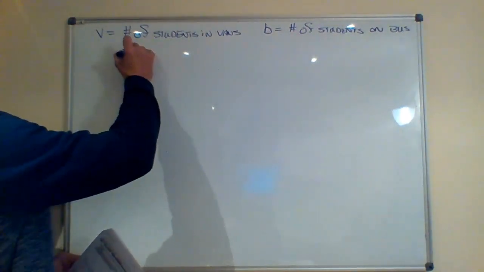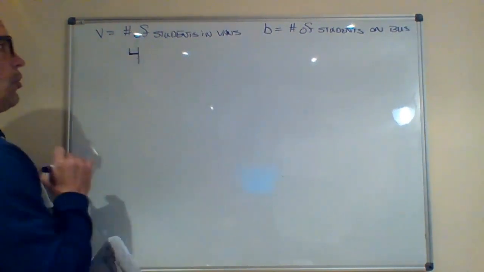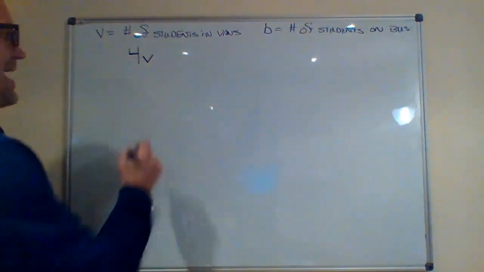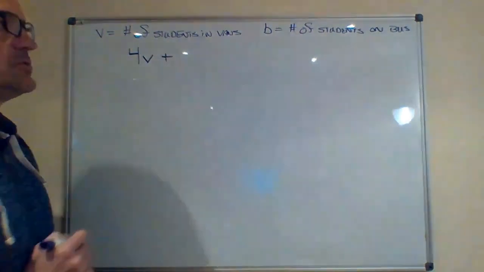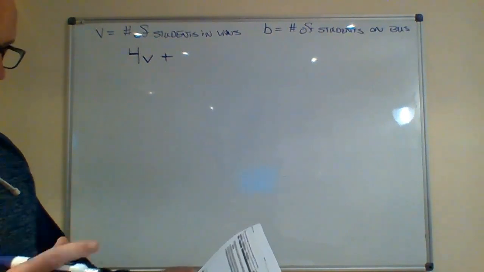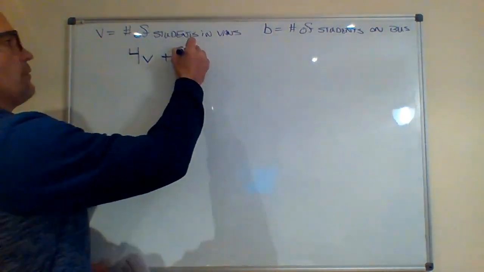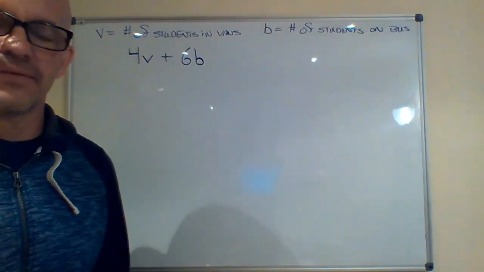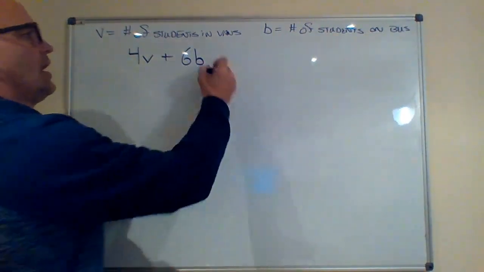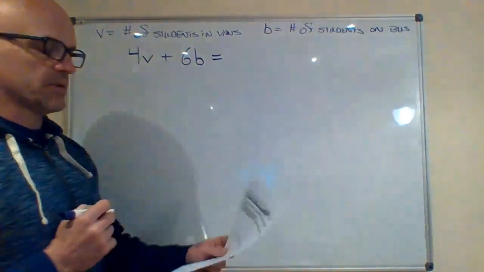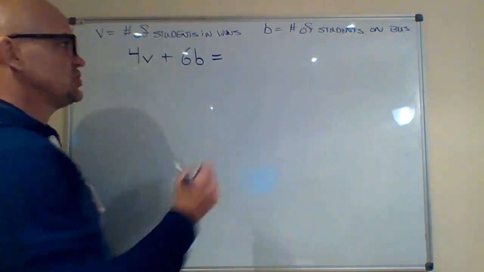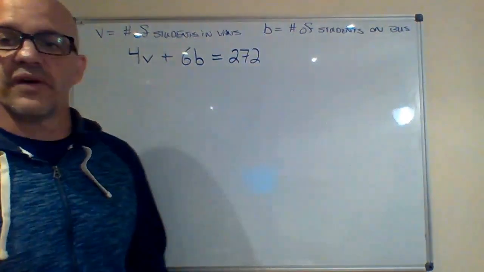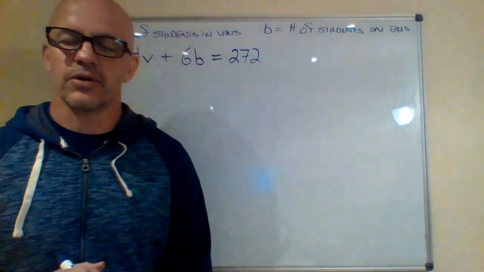High school A rented 4 vans and 6 buses and had 272 students. So for 4 vans, the number of students total would be 4 times the number of students on a van. We're going to add to that the number of students that were on a bus. Since they filled 6 buses, I will write 6 times B to get the number of students on all those buses. And that's going to equal the grand total number of students, which we know was 272. Again, 2 variables, can't solve that, need another equation.